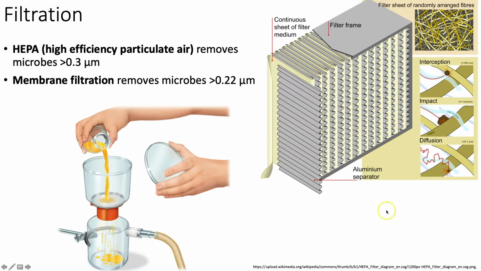filters are made of. Other membrane filters, so I used to use a filter like this to strain out the media that I was trying to grow cells in, and you need to make sure there's no bacteria if you want to grow eukaryotic cells because they would take over.